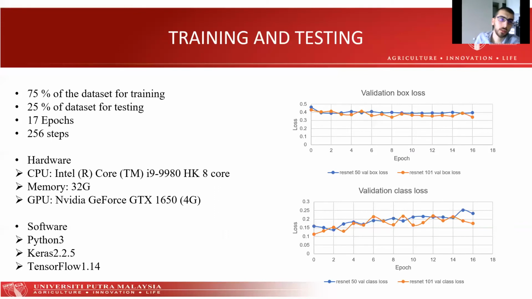And note that the number of images that was used for training was 75% of the total data set, and 25% for testing. And the number of epochs was 17, and epochs is how many times the model will retrain itself with this data set. And the number of steps was equal to the total number of images in our data set, which is 256 images.